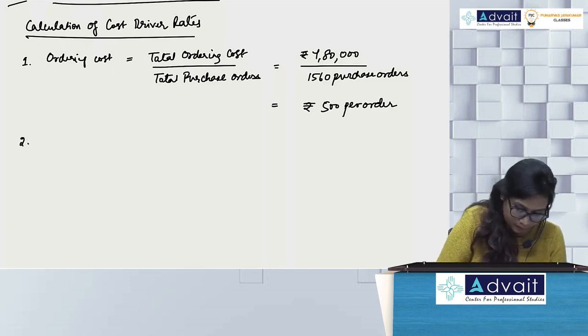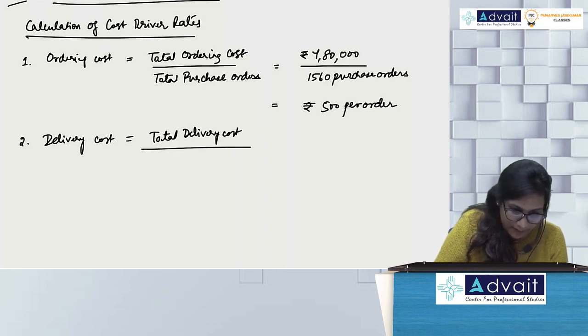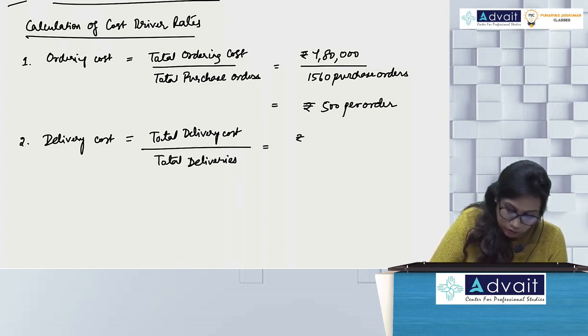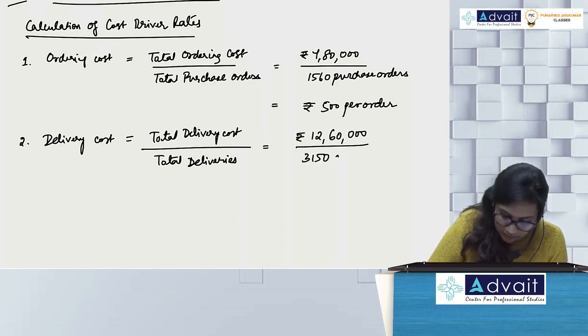Next, delivery cost. So total delivery cost divided by, what will the cost driver be? Total deliveries. So how much total delivery cost have they given? 12,60,000 is the cost associated with delivery, and total number of deliveries given were 3150 deliveries. So how much do you get, guys?